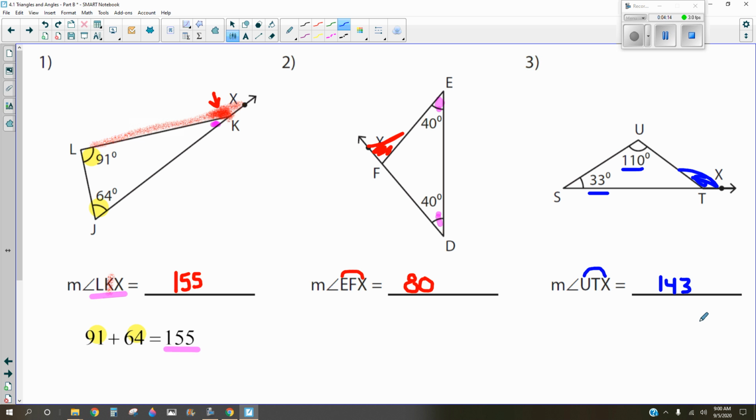So please do not get this confused with finding the interior angle. Interior angle T, we would have to do what we did in the previous videos. 110 plus 33 plus T equals 180. We're concentrating on the exterior angle, so be very clear which angle they're asking you about.